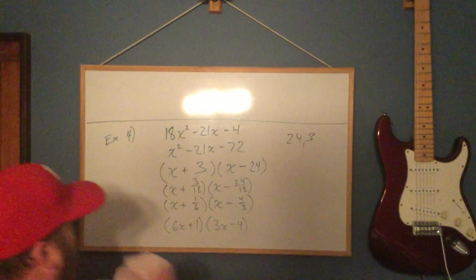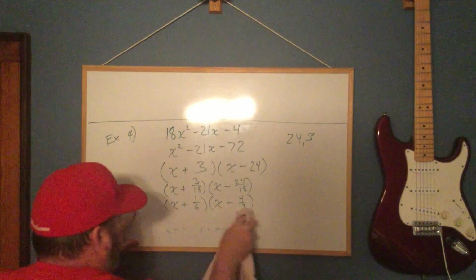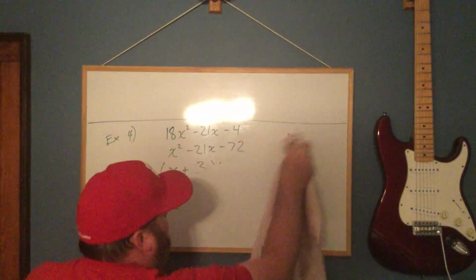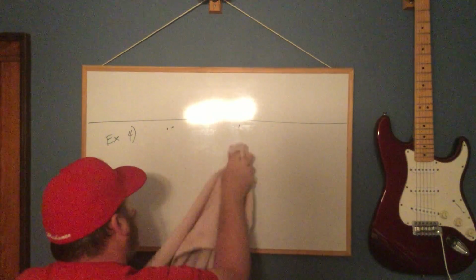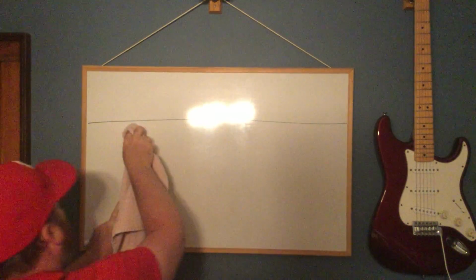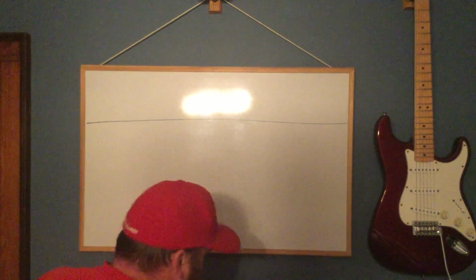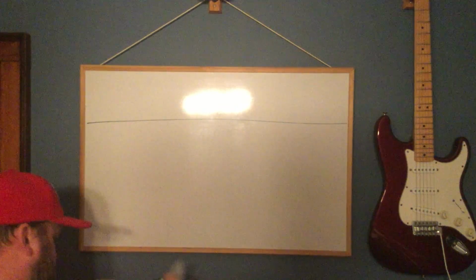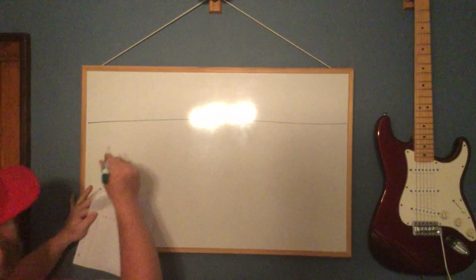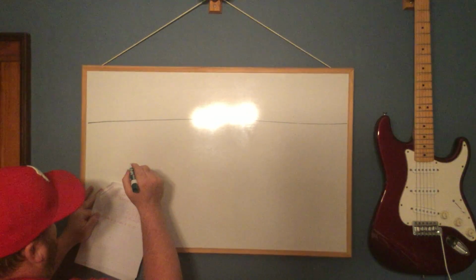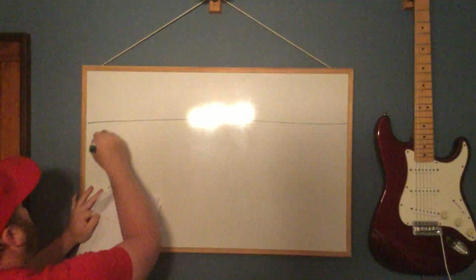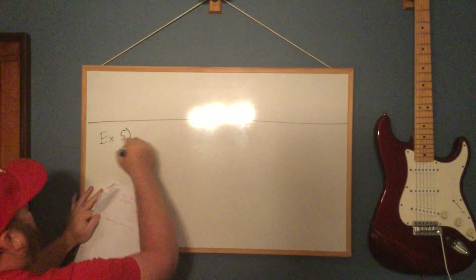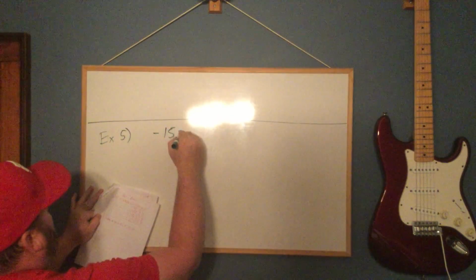All right, the last example has one extra step in it, and it's a really easy extra step. It's not even necessary, but I think it makes things a little bit easier if you do it. And that is if you get one where we have the leading coefficient negative.